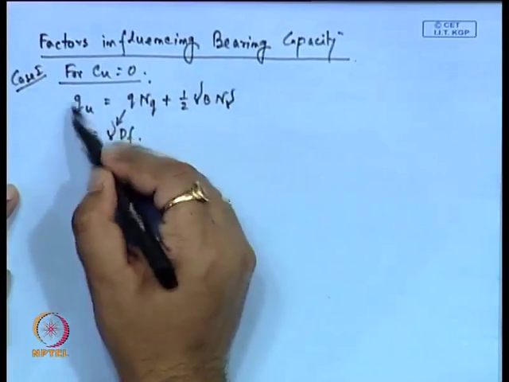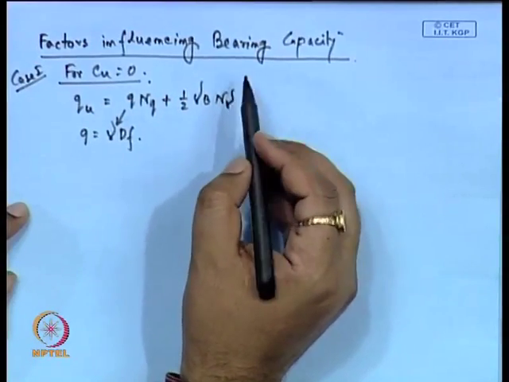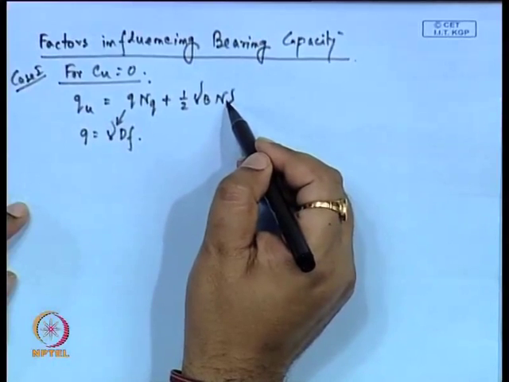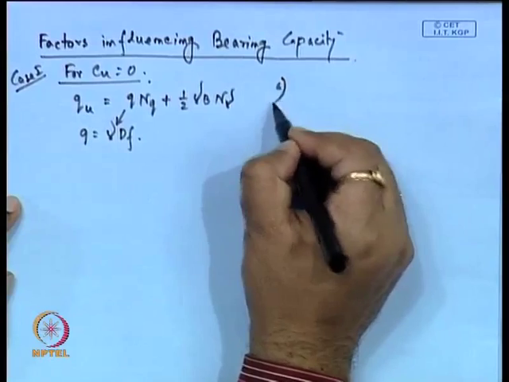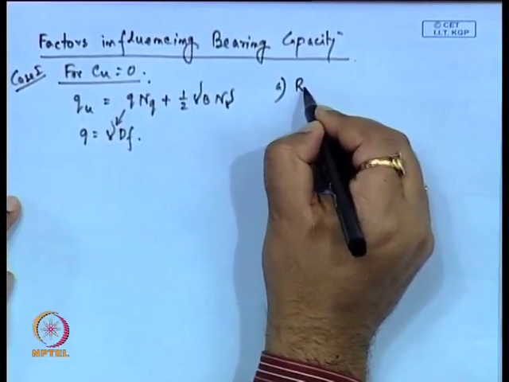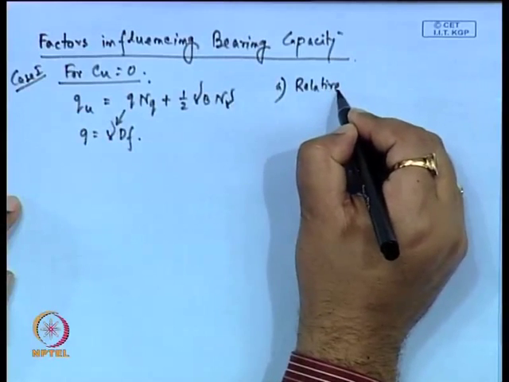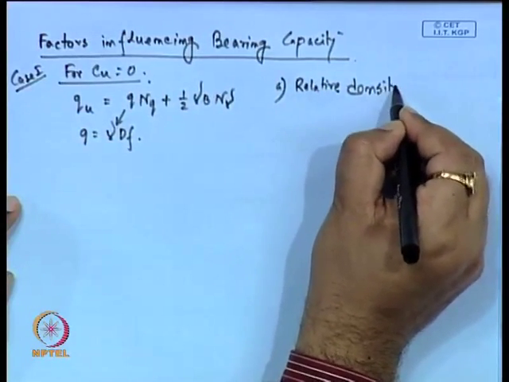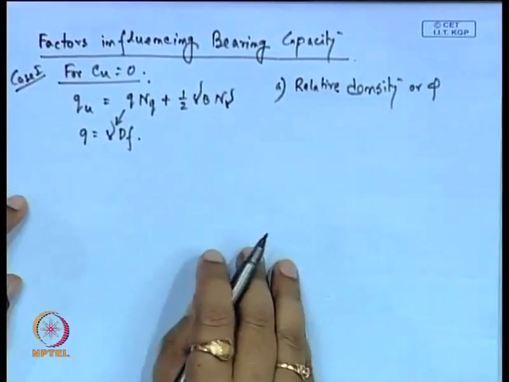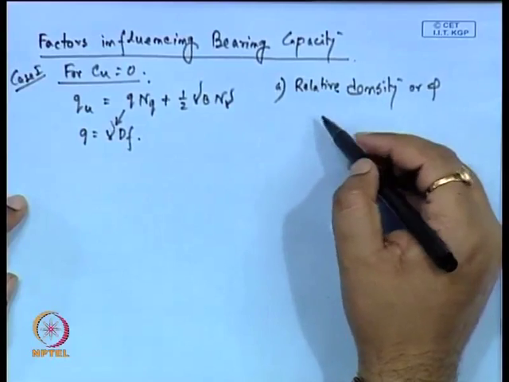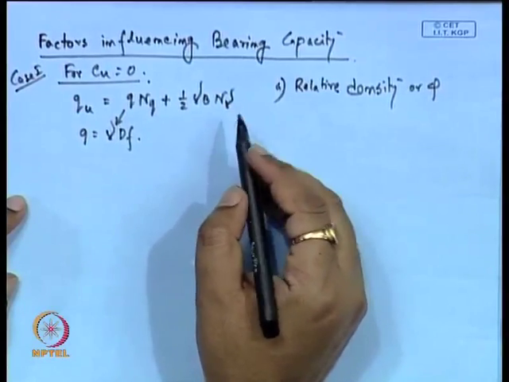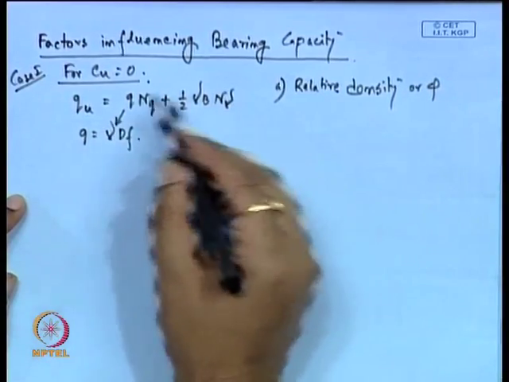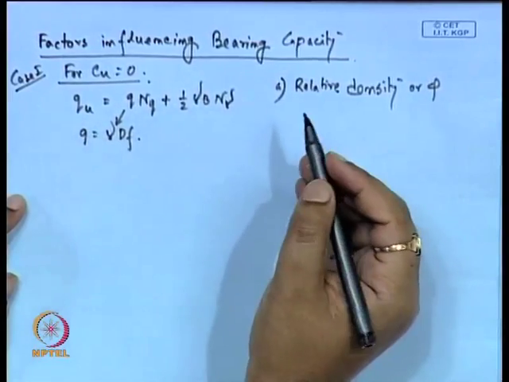Now from these expressions we can say that these bearing capacity factors NQ and N gamma depend on the phi value. So the first influencing factor under this condition, for C equal to 0, is relative density or phi value. If relative density increases, then the phi value will also increase, and if phi value increases, then NQ and N gamma values will also increase. So our ultimate load carrying capacity Qu will also increase.